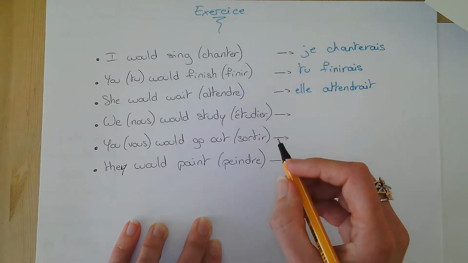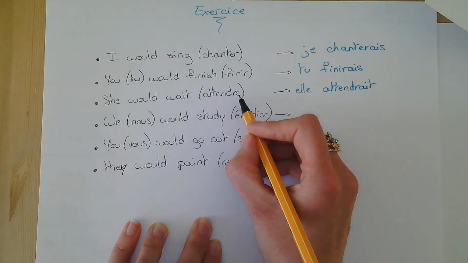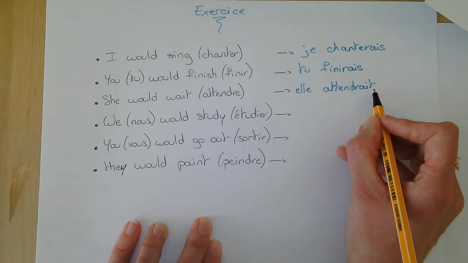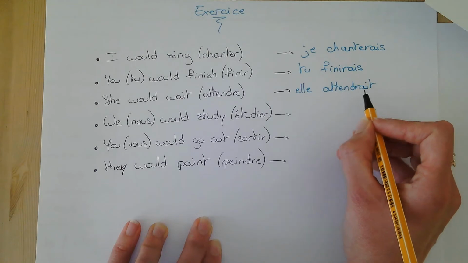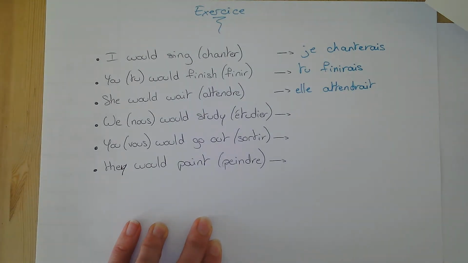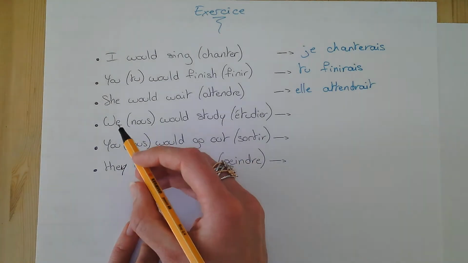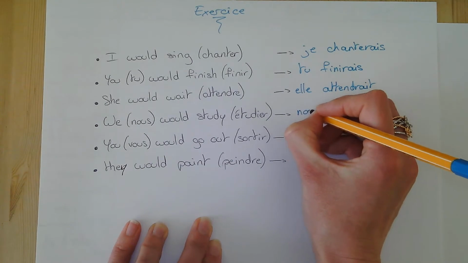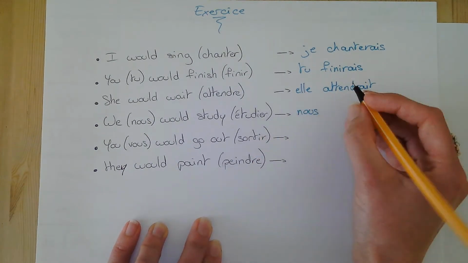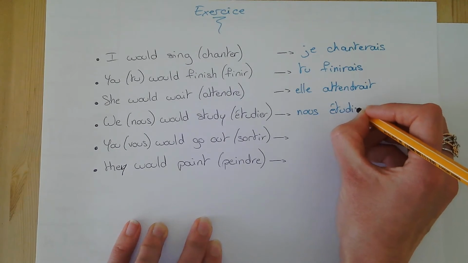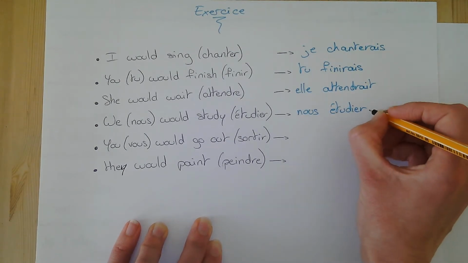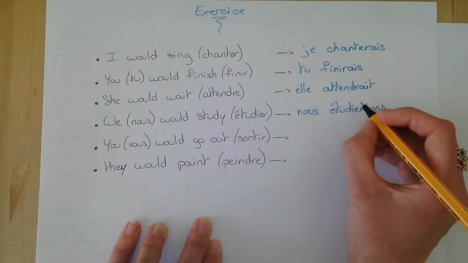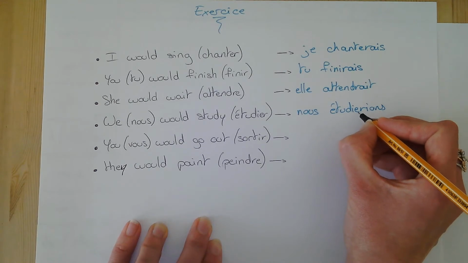Once again, like for the simple future, the reason why we get rid of that E is pronunciation reasons. If you include that E here, that verb suddenly becomes absolutely impossible to pronounce for a French speaker, let alone an English one. We would study with nous, so you put your nous. It's an ER verb, so copy your infinitive entirely, and then put your ending IONS. Nous étudierions. That's how you pronounce it. And here you do not pronounce the E, it's a mute E.